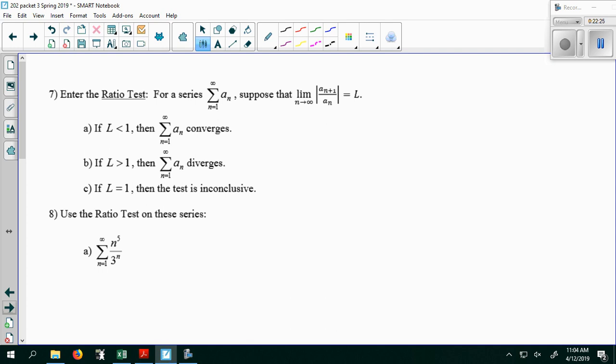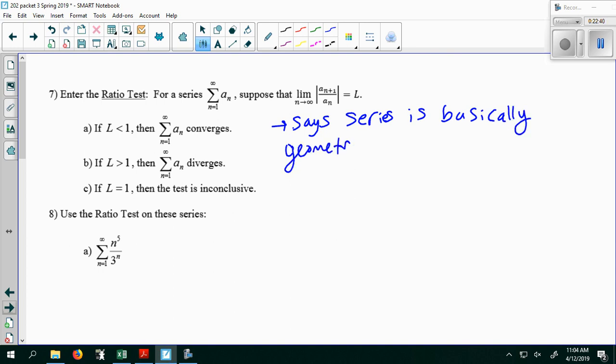So this says that the series is basically geometric when n is big. And your conclusions are the same as the geometric series test. If that limit is smaller than 1, converges, bigger than 1, diverges, equals 1, do a different test.